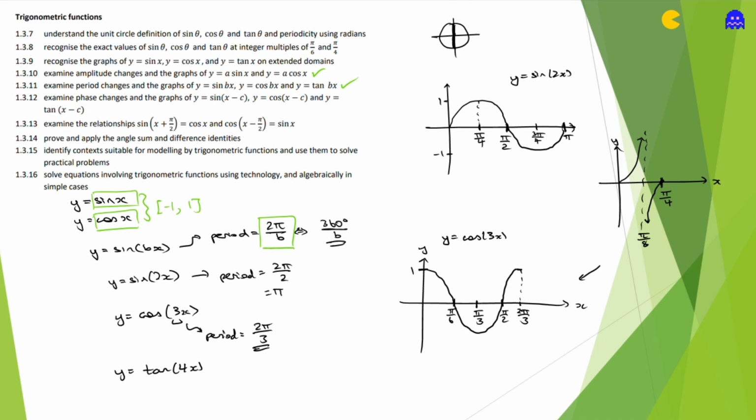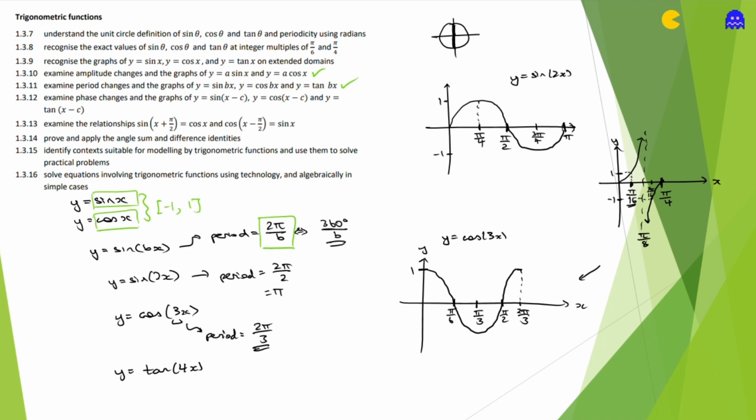Our key points at pi on 4, normally we are equal to 1. Because of this contracting factor, pi on 4 has now converted to pi on 16. And similarly, this 3 pi on 4, which is normally associated with a tan value equal to -1, will now be at 3 pi on 16. And this point here will be associated with -1. Okay, so we have our tan graph like this.